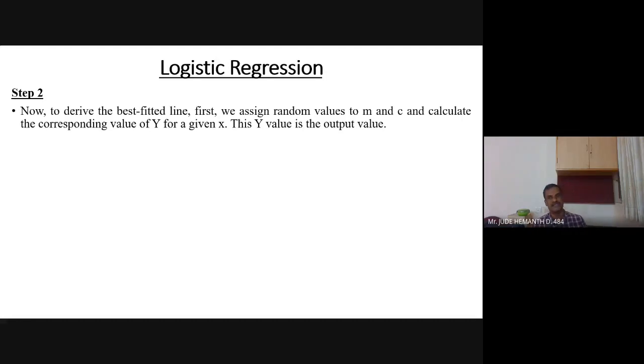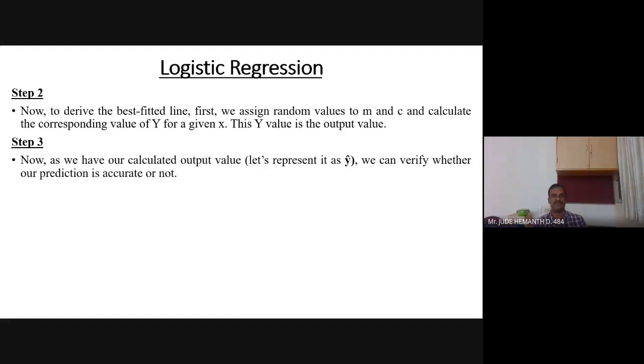Initially we cannot find out m and c directly. So what we do? We assign random values to m and c and calculate the corresponding value of y. This y value is called the output value, but that value may be wrong because the parameters I have chosen for m and c are only random. Step number three. So now we have got a random output, which I'm going to call y cap.